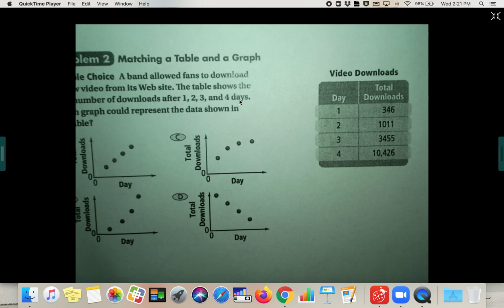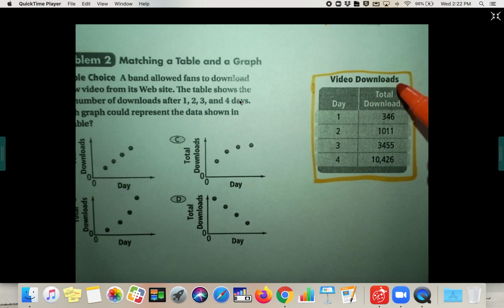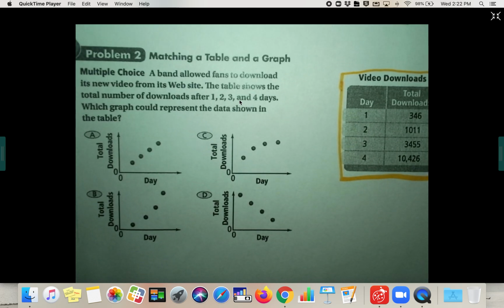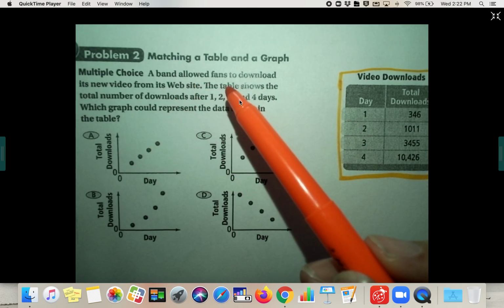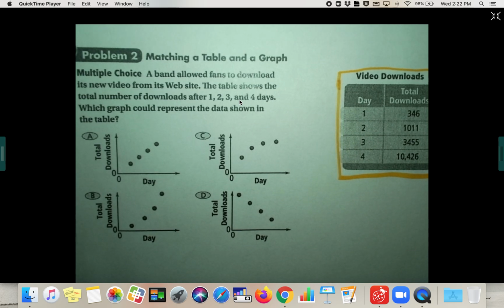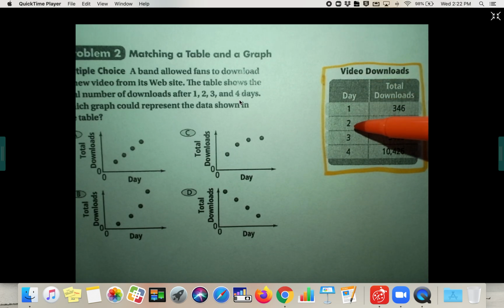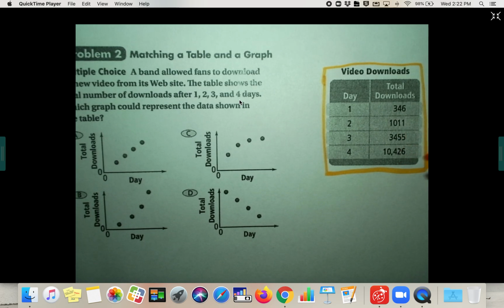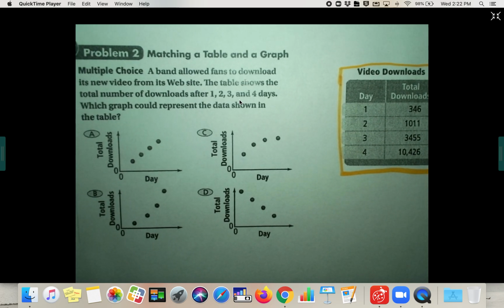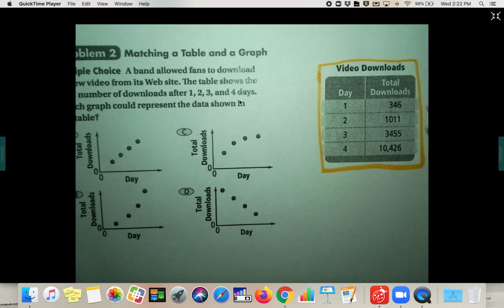So here's a table off to the side. This is a table. They are video downloads. So what's happened is a band has allowed fans to download its new video from its website. The table shows the total number of downloads after 1 day, after 2 days, after 3 days, and after 4 days. This is how many downloads it has had. Which of these 4 graphs could represent the data shown in this table?